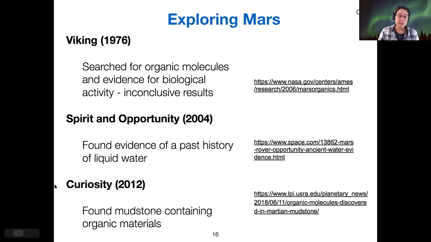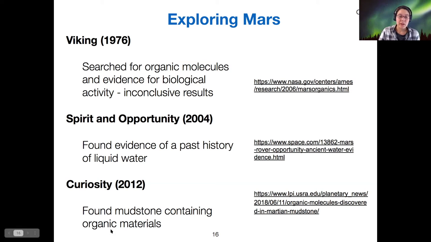And then Curiosity in 2012 drilled into mudstone, and the mudstone contained organic materials. So you can read more about all these missions here. We'll explore missions a little bit more in our activity today. So plenty of things that NASA has been doing to explore Mars, lots of searches for evidence of life, but so far no evidence of actual life has been found.